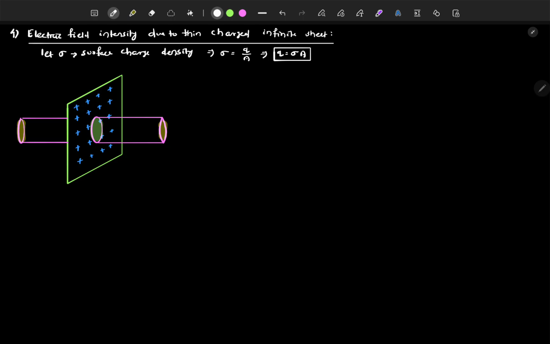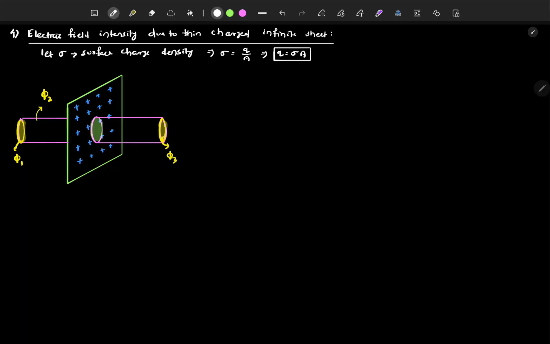Now we can find the flux. Total flux means there are three surfaces. This one is your first surface, then this is your second surface, and another one is the curved surface of this pillbox-type cylinder. Let the flux through the first surface be phi 1, the flux through the curved surface be phi 2, and the flux through the third surface be phi 3.